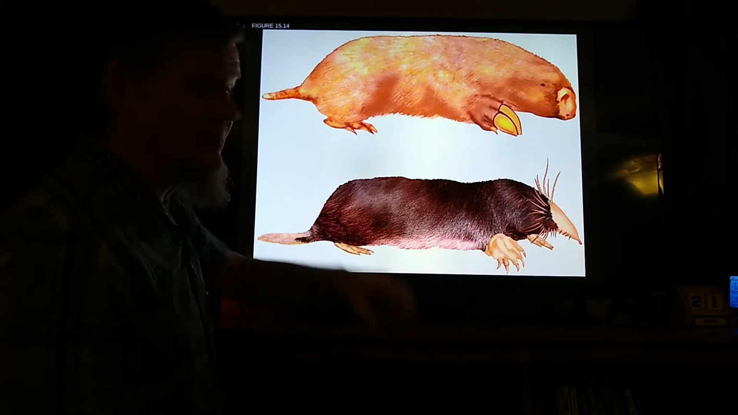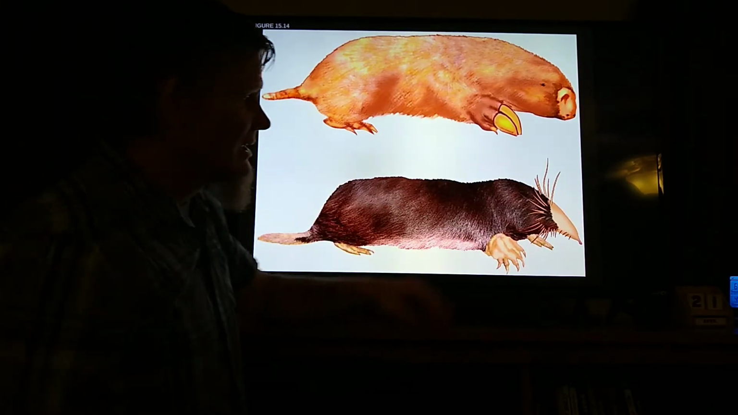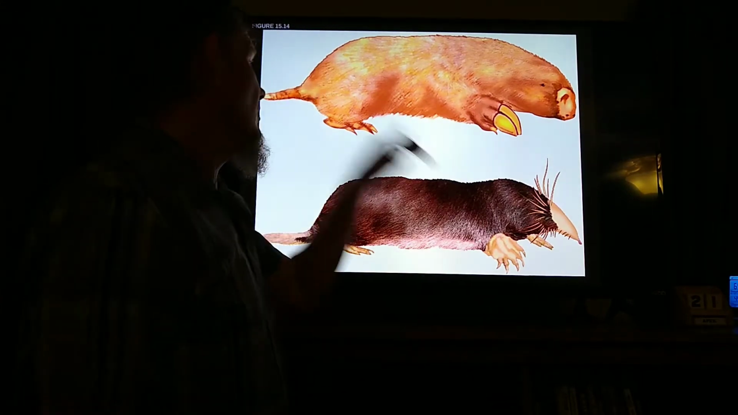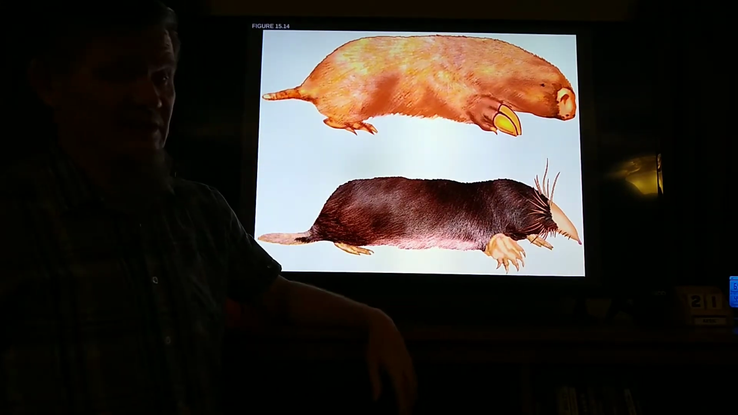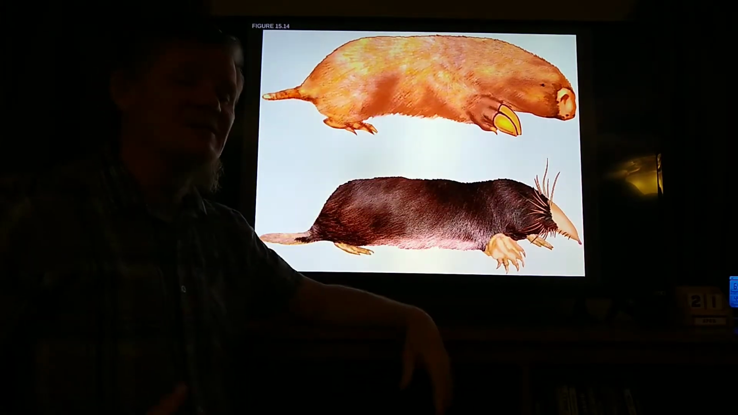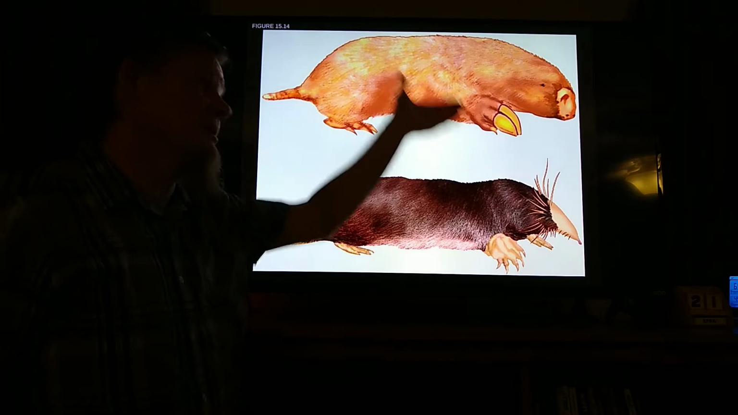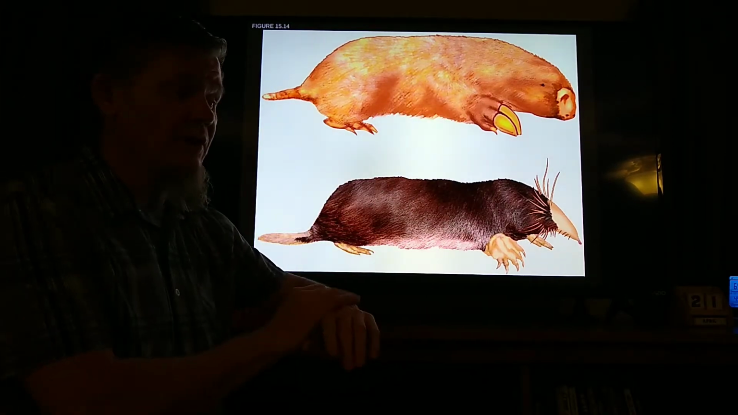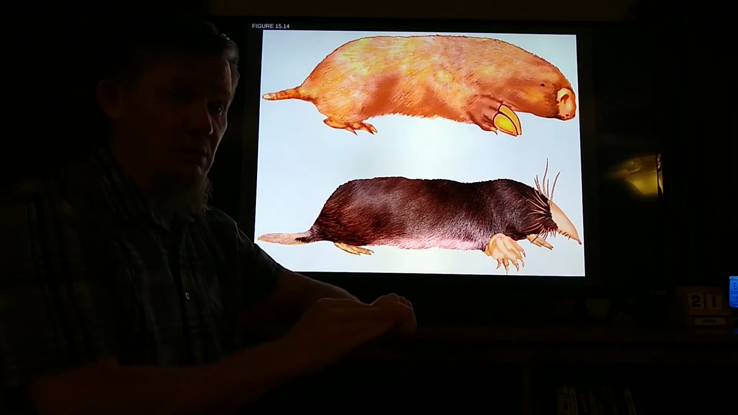You need a long body because you're going to live in a tunnel. You don't need good eyes because you'll live underground. Why do you need a short tail? Because a long bushy tail is going to be a problem when you're underground. Why do they have similar shaped bodies? Because they have the same job. Are they related to each other? No. Aside from being mammals, they're not related to each other at all.